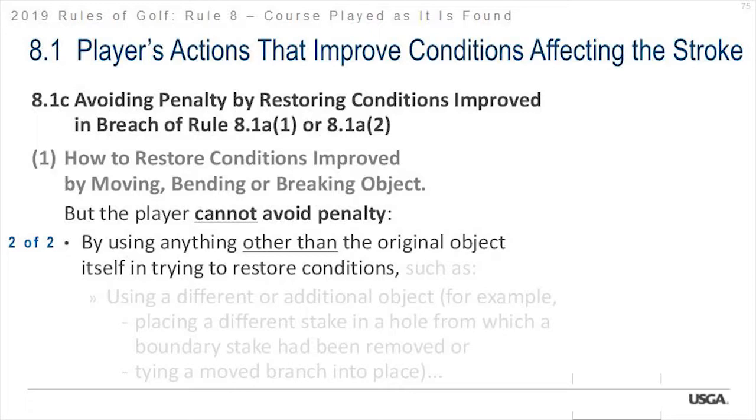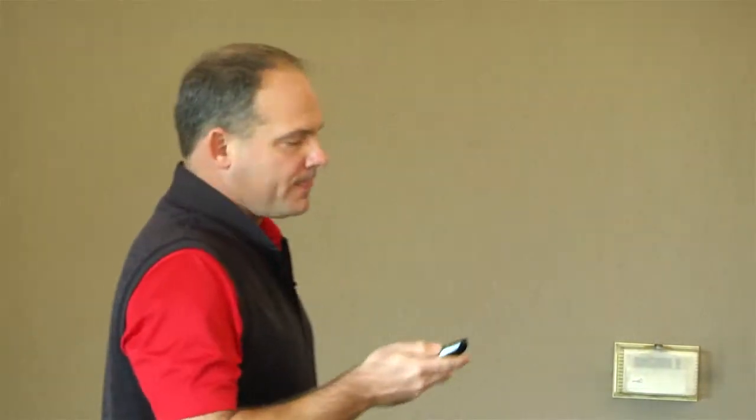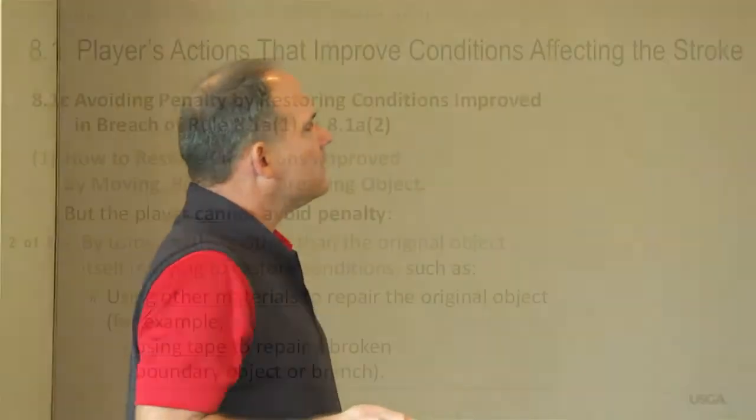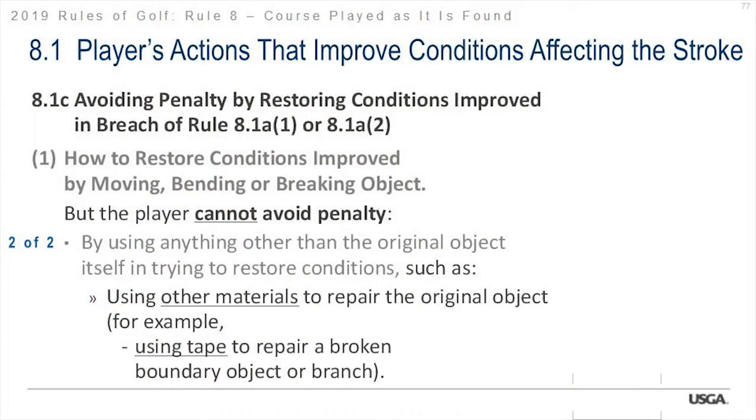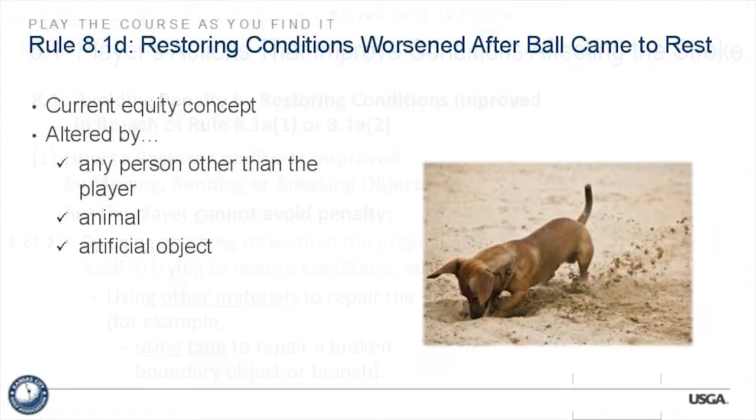Example, putting a different stake like I mentioned in a hole, or tying a branch into place. If you happen to have some dental floss with you and I'm going to tie this back into the original place, you can't do that. Using tape to repair a broken boundary object or branch. So you break that boundary object and you tape it back up, sorry, you're not going to avoid penalty in that situation.